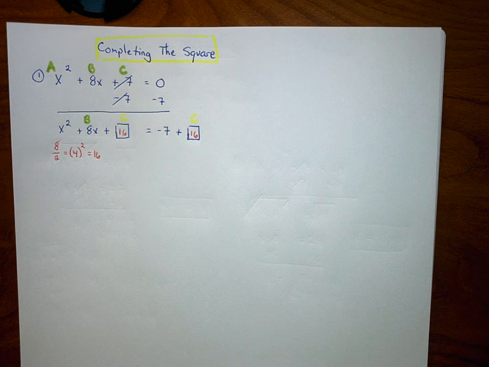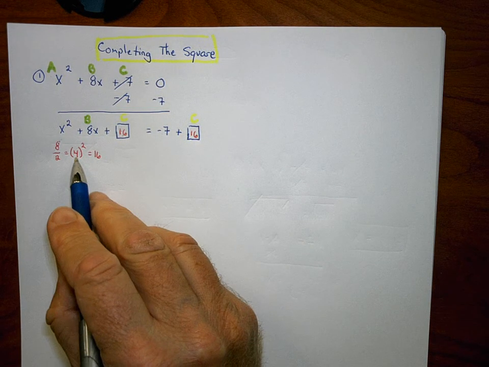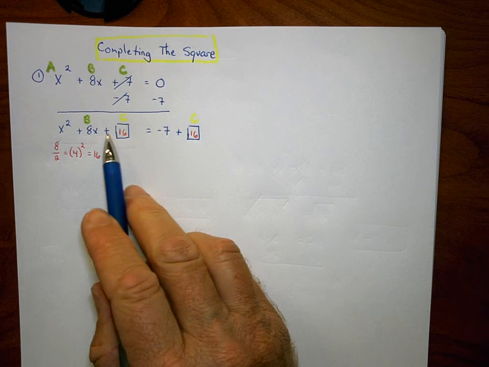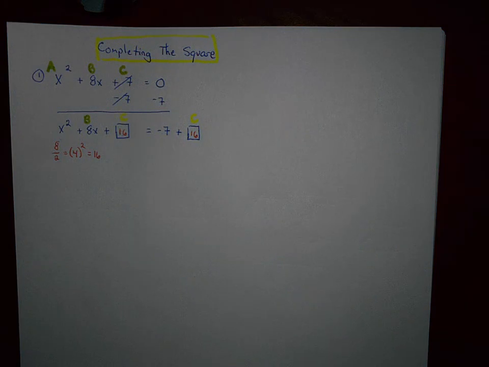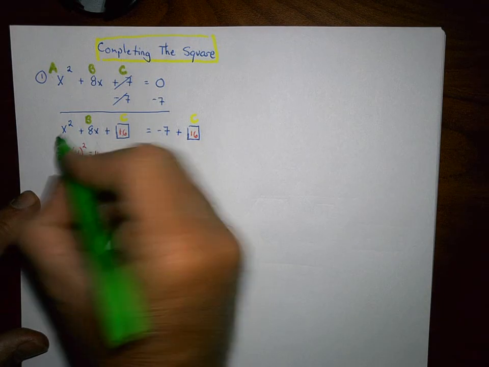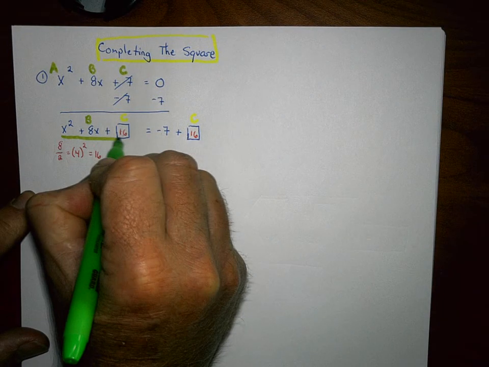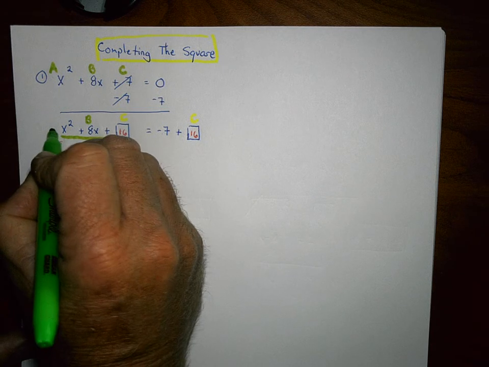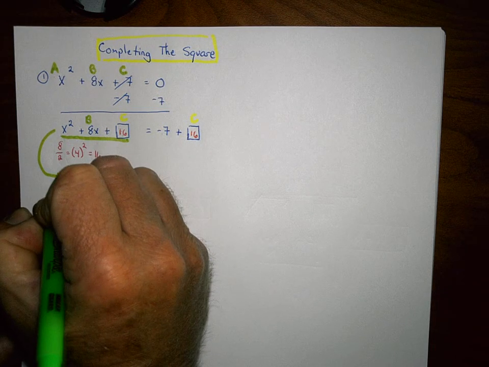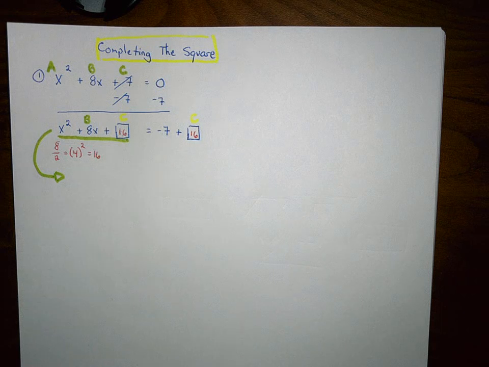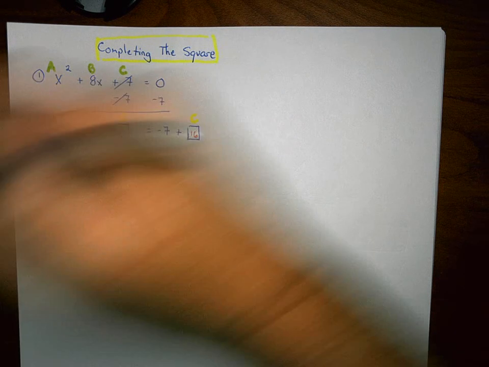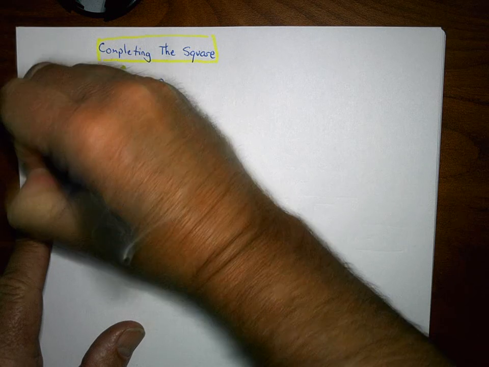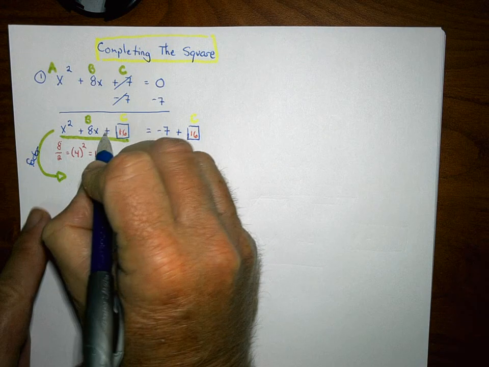Okay, and we're going to use this process right here. Remember, this process is called completing the square. So now what we did was we created this new trinomial here, and if you recall, this trinomial right here is called a perfect square trinomial. So my next step is I'm going to factor that trinomial, x squared plus 8x plus 16.